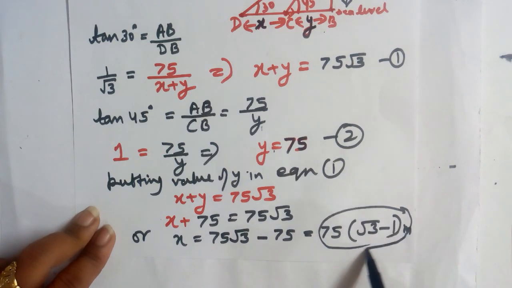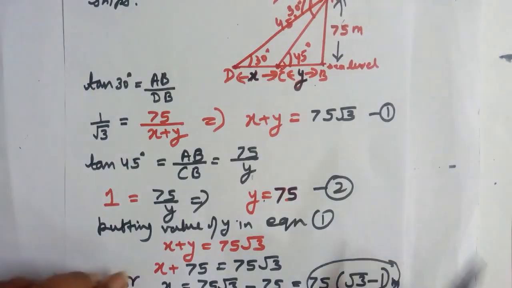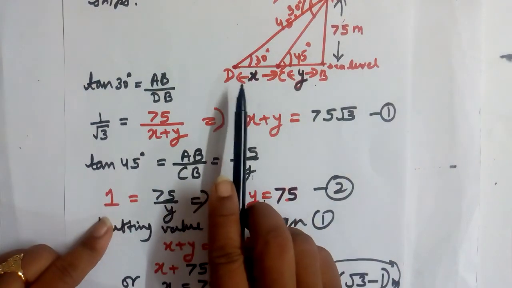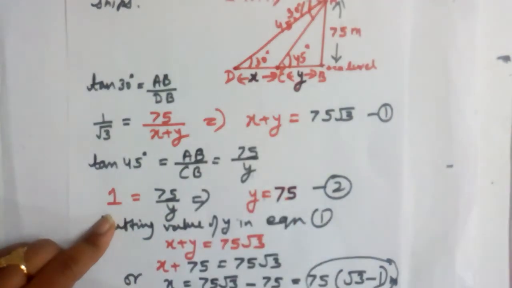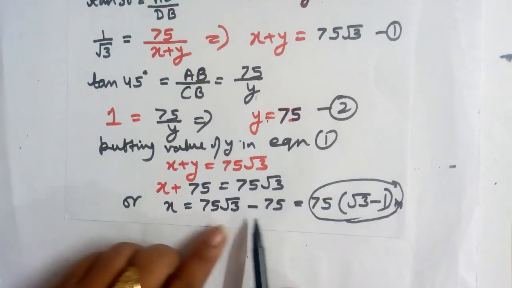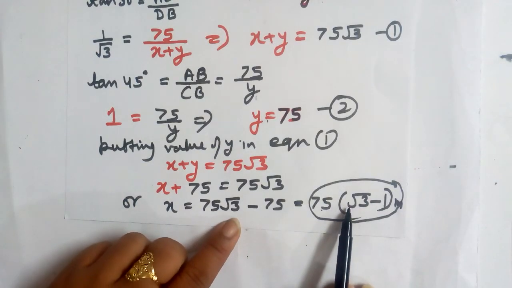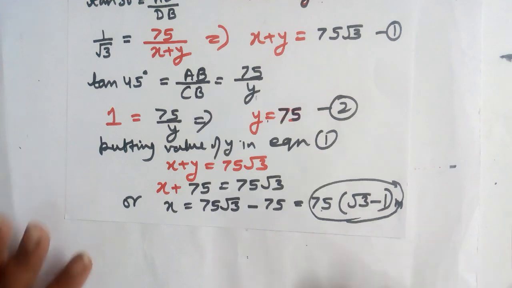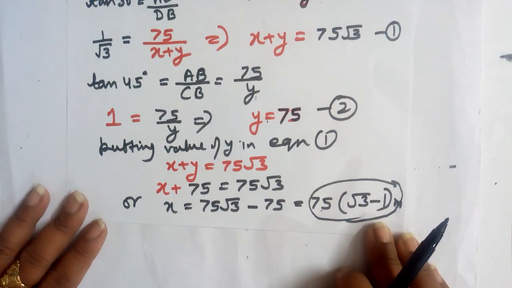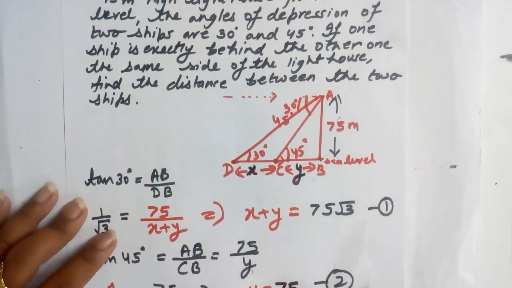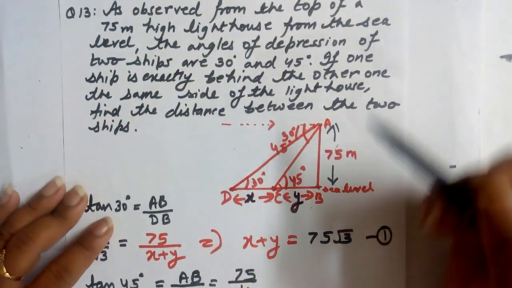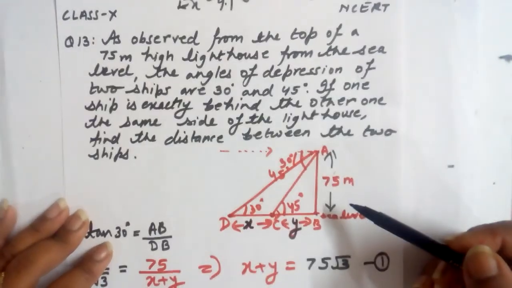This is the distance between the two ships, the X we have given. The distance from point D to C is X, and we have found the value of X, which is 75 times root 3 minus 1. We can leave it here. This is the distance we have found, and I hope that is really easy. The main thing you have to be clear about is to draw the correct figure according to the question, and I hope that is clear to you.